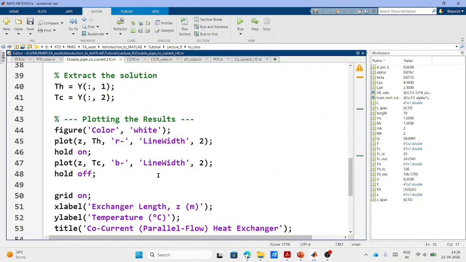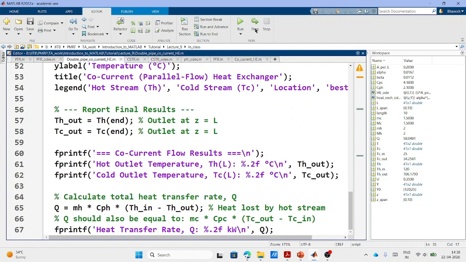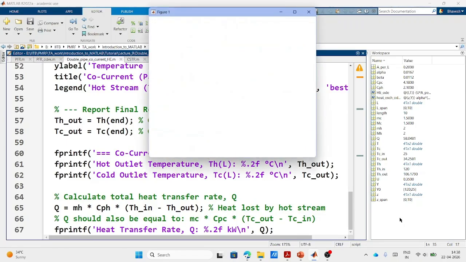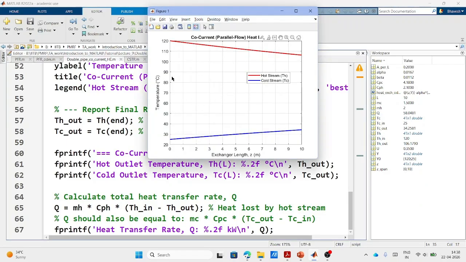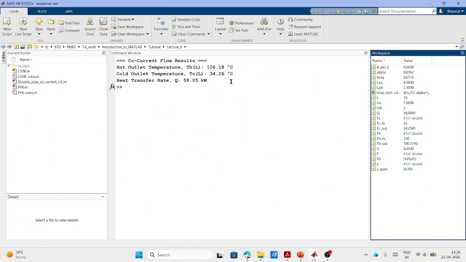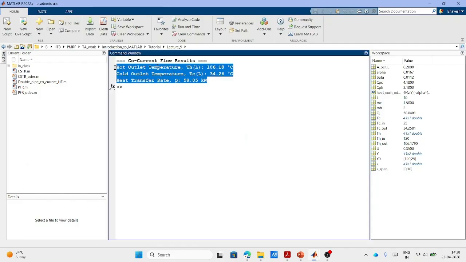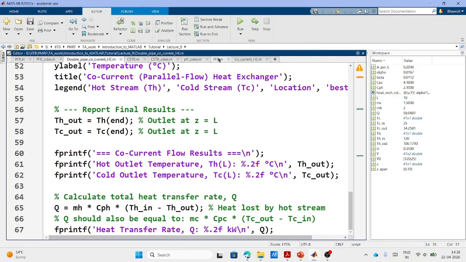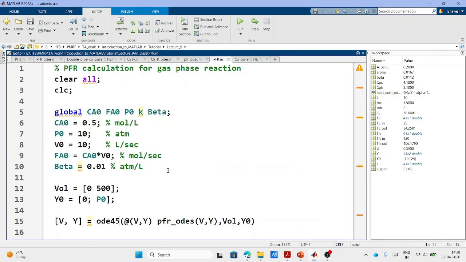So the same thing you can go through in this reference example also. Obviously, I have highlighted them very nicely. Okay, so you get this sort of a curve, and this is your overall heat transfer values and outlet temperature of TH and TC. Now coming back to this PFR equation once again.